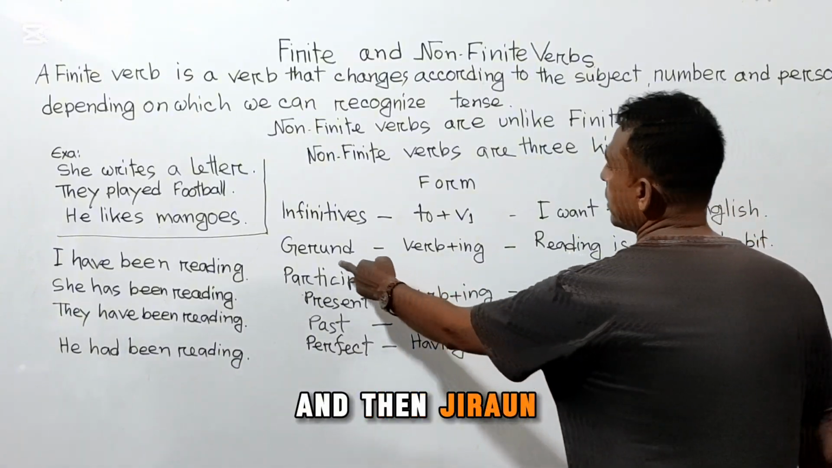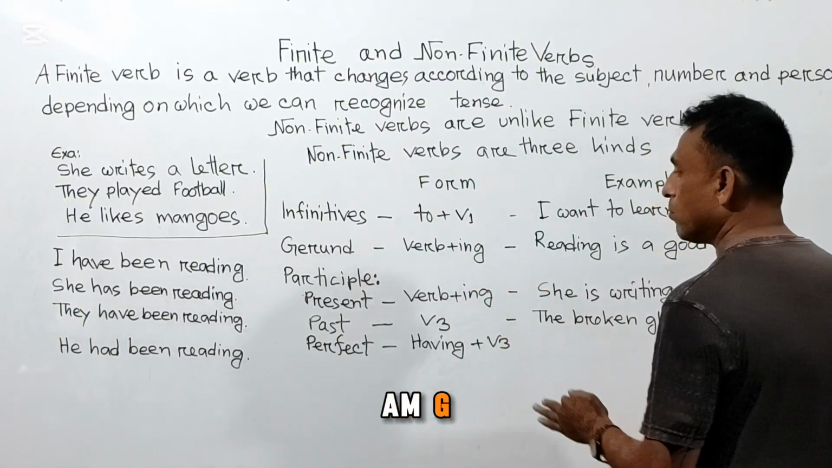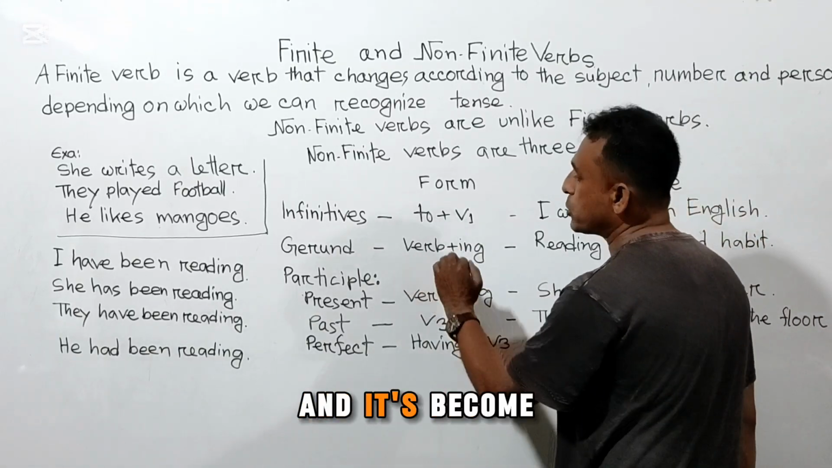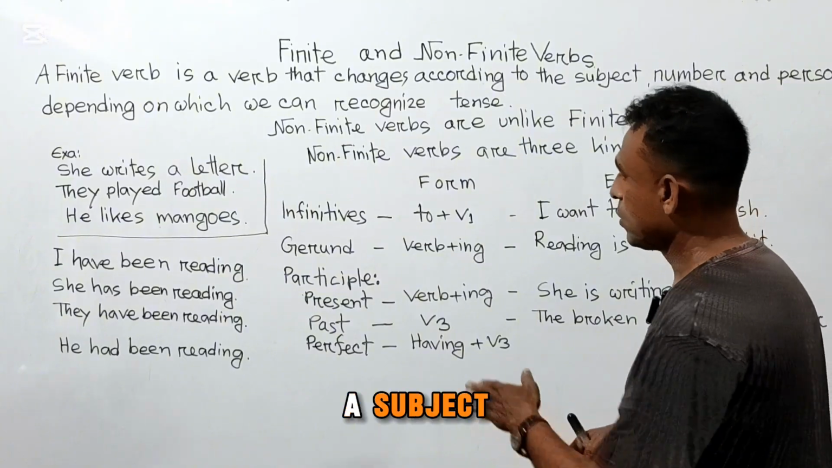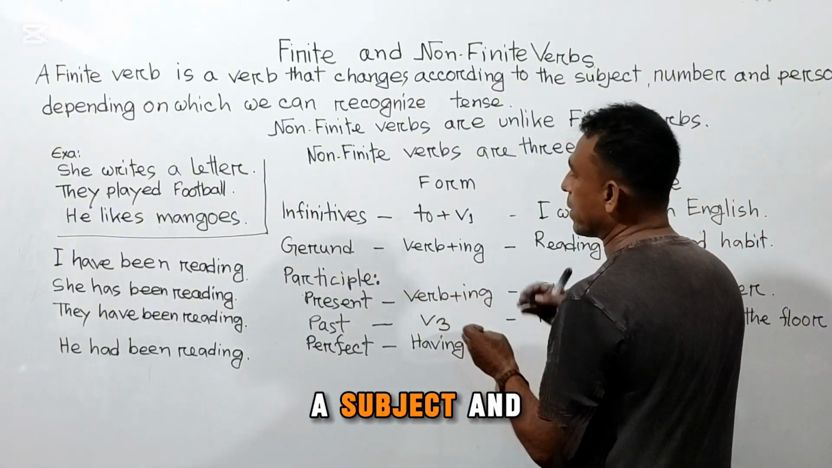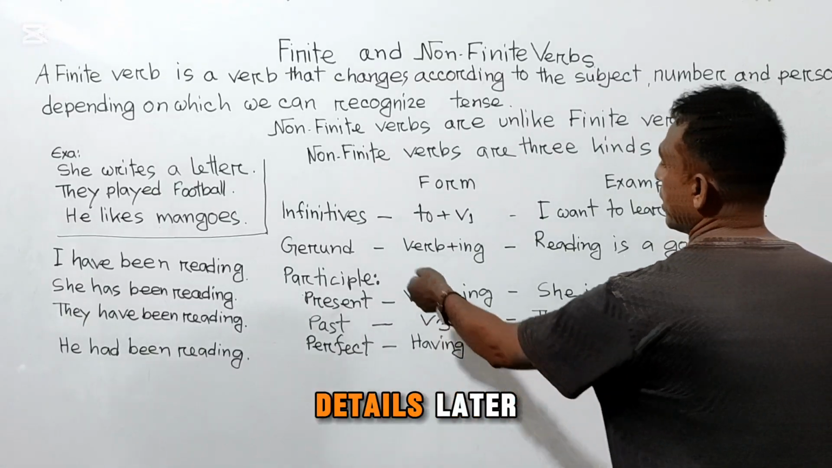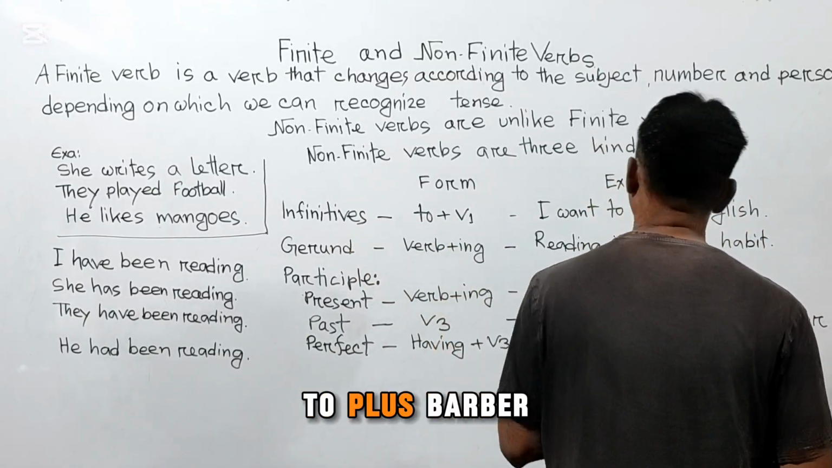Then the gerund form is verb plus ing. A verb takes ing at the end and becomes a gerund whenever it acts as a subject. It acts as a subject and its function is a noun. I will give you details later. First try to understand what I am saying. Infinitive means to plus verb.